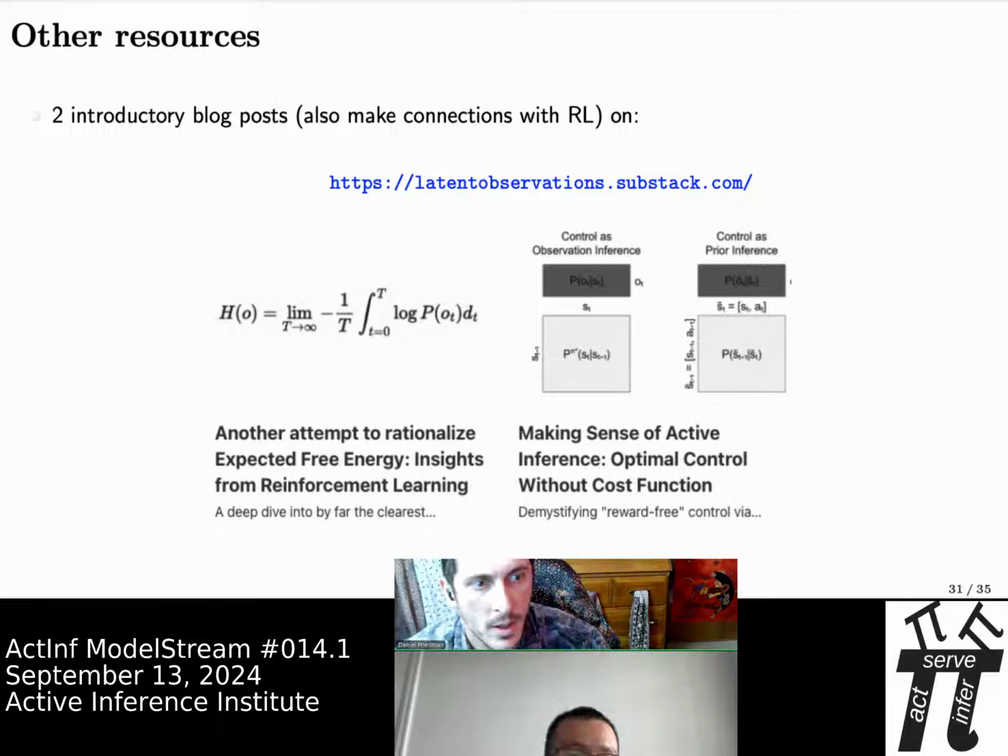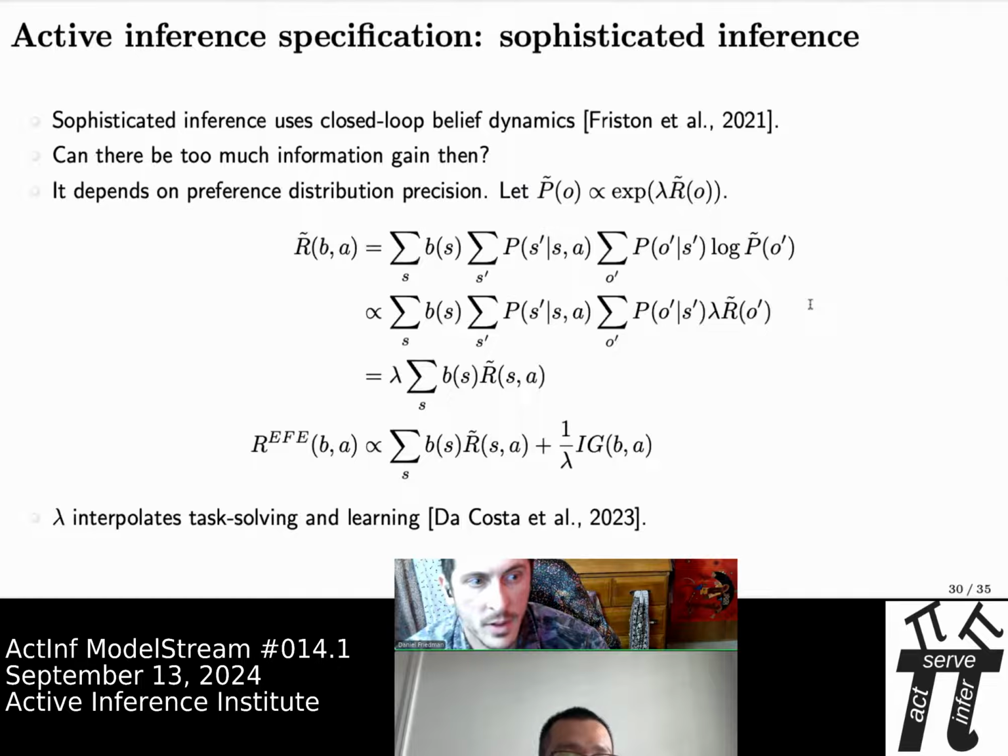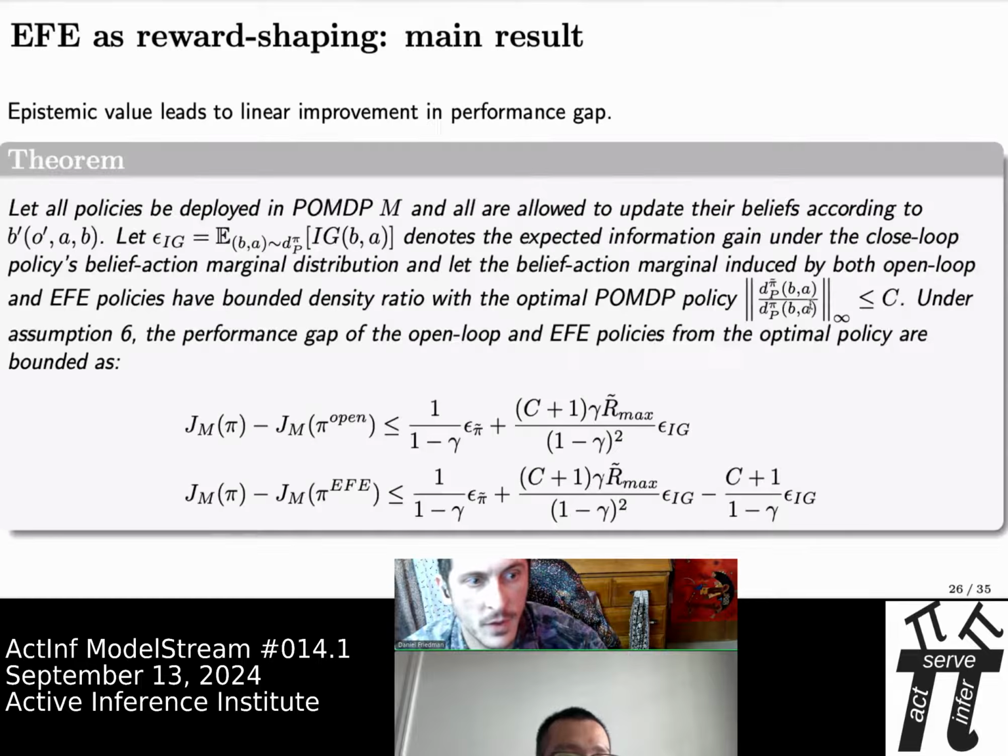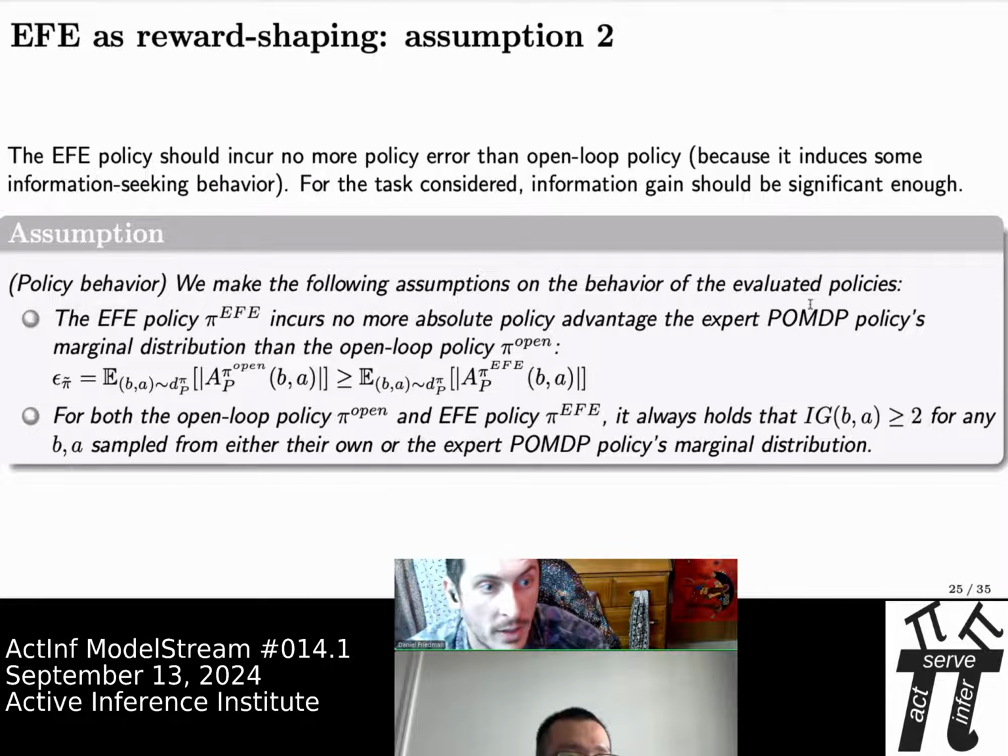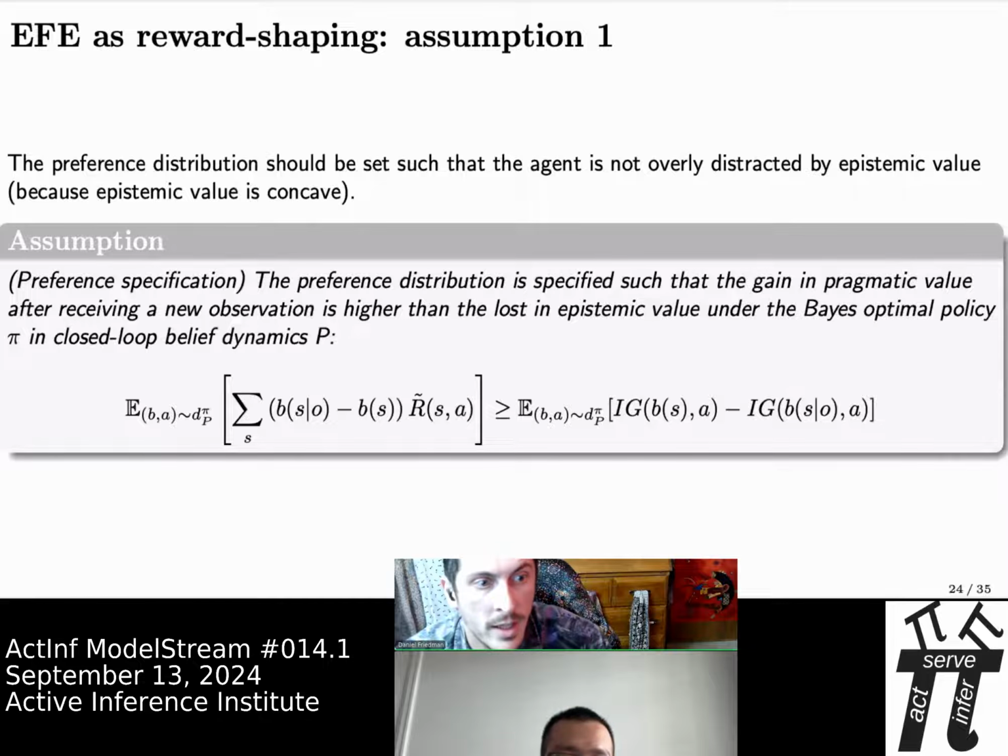So, Andrew wrote, you mentioned that we should set preferences such that the pragmatic value outweighs the information value lost after the agent has already achieved that information value, so that the agent does not become too focused on seeking information rather than achieving a goal. Can this strategy risk the agent getting stuck in a local optimum by setting preferences which mitigate information seeking?